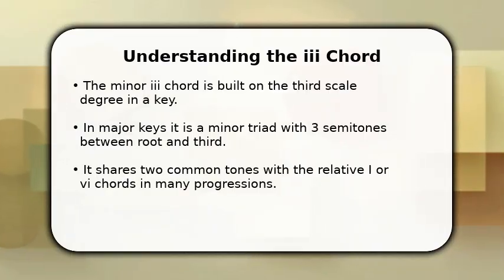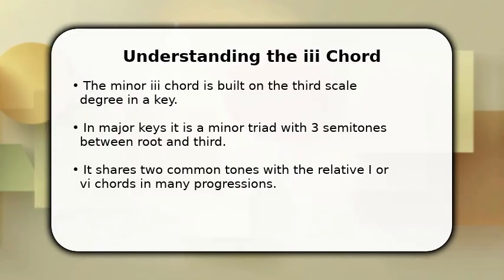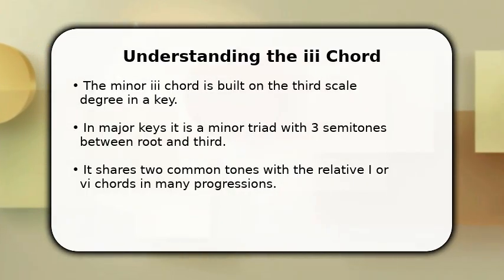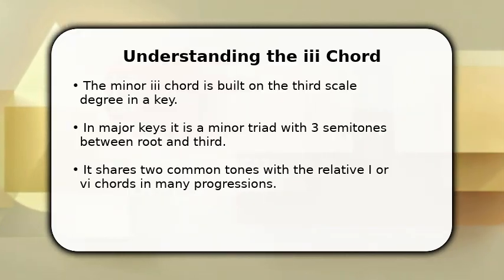The minor Roman 3 chord is built on the third scale degree in a key. In major keys, it is a minor triad with 3 semitones between root and third. It shares 2 common tones with the relative I or Roman 6 chords in many progressions. Functionally, it can substitute for Roman 6 or lead to Roman 4 and V for smooth motion.